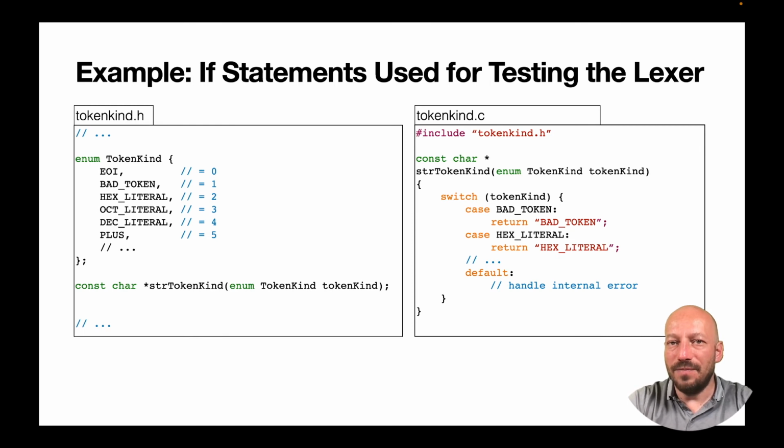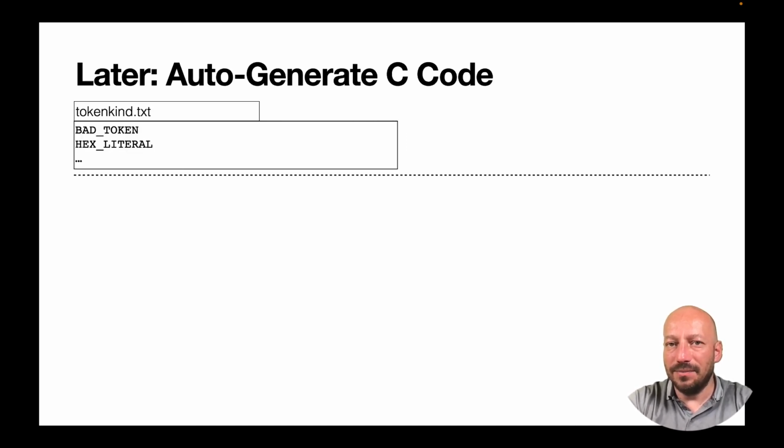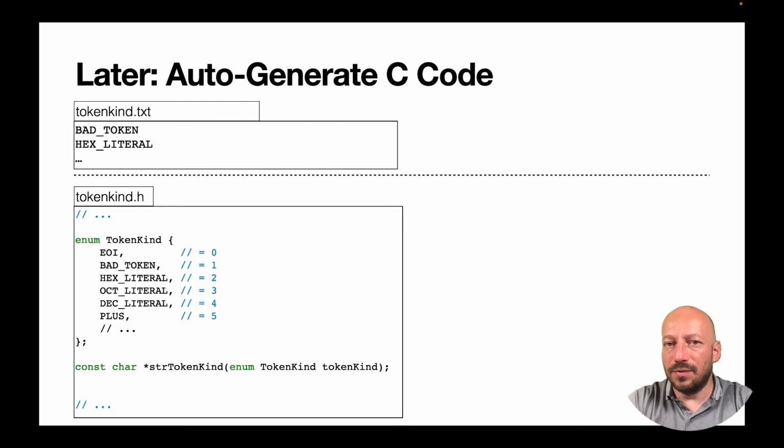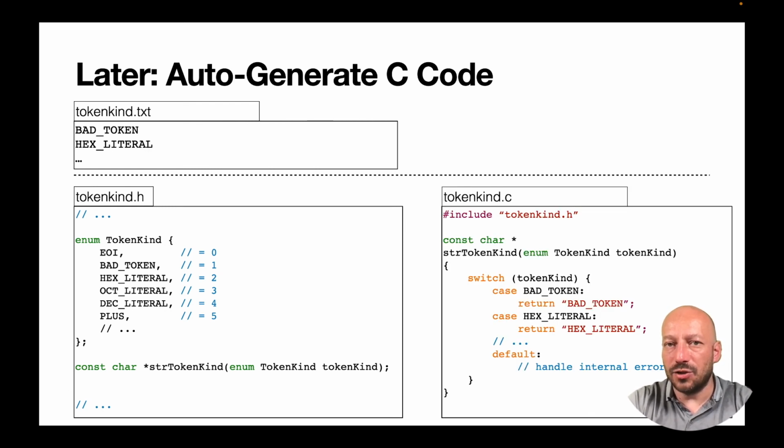Let me show you how we will solve this in the end. We will write a program that reads in a file that contains a list with all the token kinds, and from that it will generate this header file, and it also will generate the source file with the implementation of this mapping function. But before we deal with how to solve this problem, we first have to consider how to avoid certain other problems related to switch statements, because here C also provides certain pitfalls that we want to avoid.